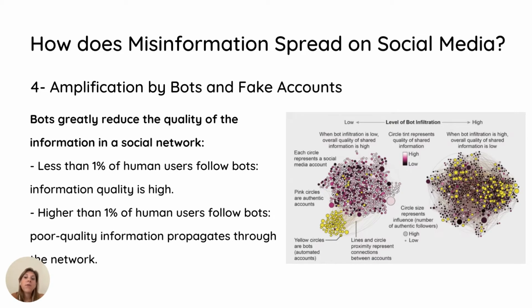Another major contributor to the spread of misinformation is bots and automated accounts that impersonate human users. These greatly reduce the quality of the information in the social network. Based on research investigating this, we can understand that when less than 1% of human users follow bots, the information quality is high. When it's just higher than that 1%, the information quality is significantly reduced. That's how much bots and fake accounts can really impact the quality and, as a result, the accuracy of information that is being shared on social networks.